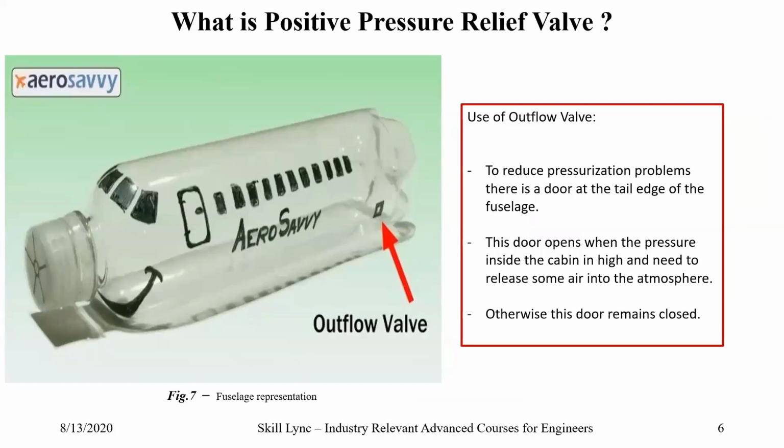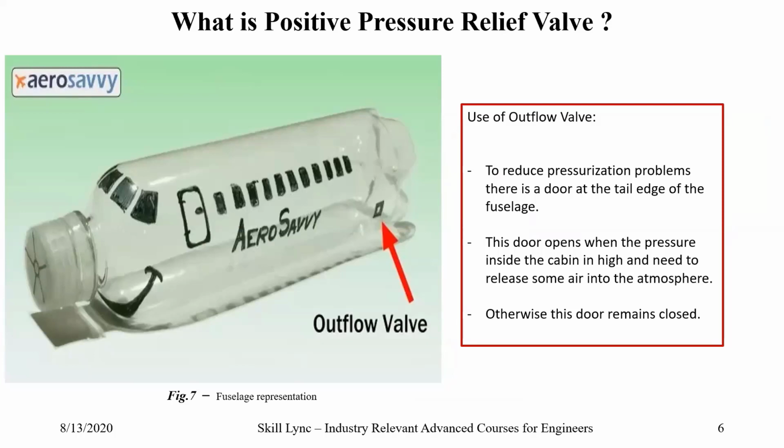If you look at this picture, you see a soda bottle. The aircraft or the fuselage body itself is a pressurized body. And the reason being the outside pressure is so high. If you get negative pressures, the entire fuselage will be crushed. To prevent this from doing so, the air inside the fuselage or the aircraft body is pressurized.